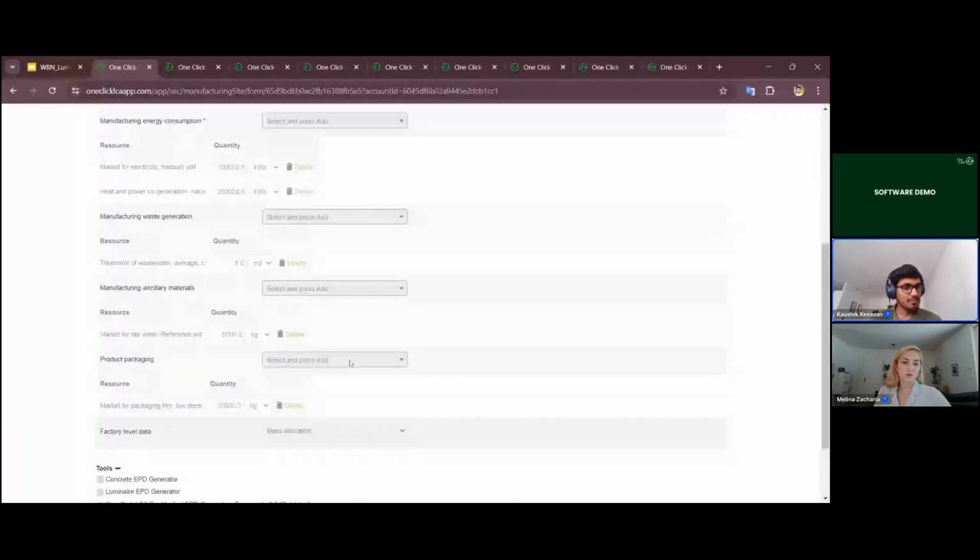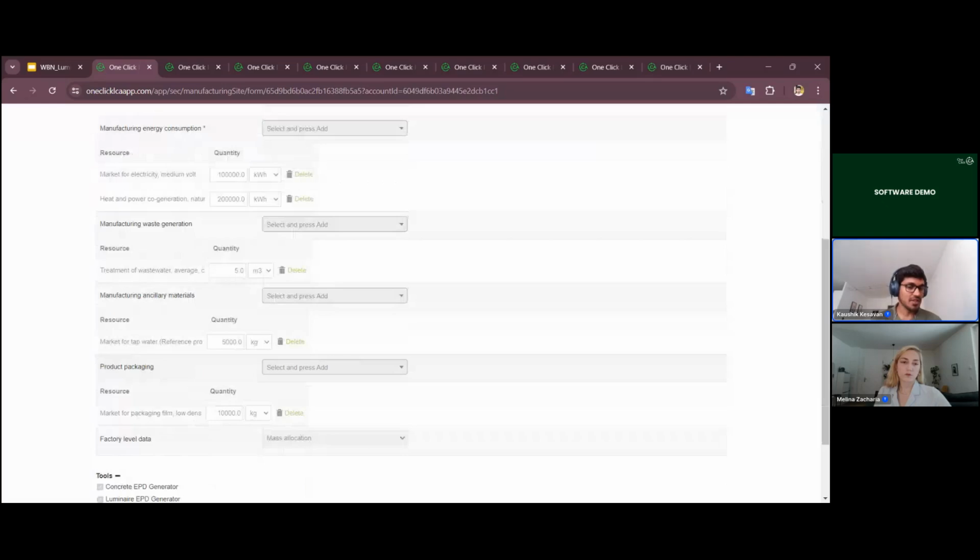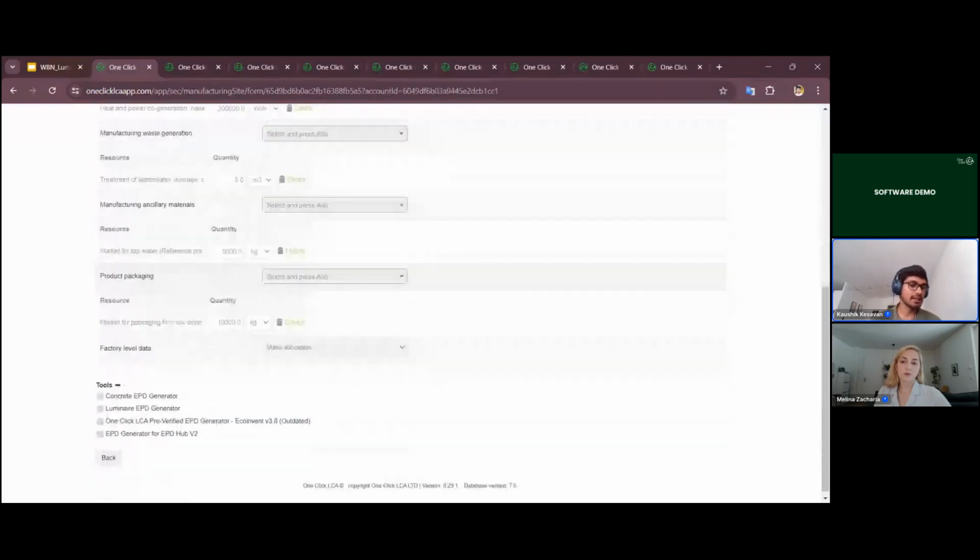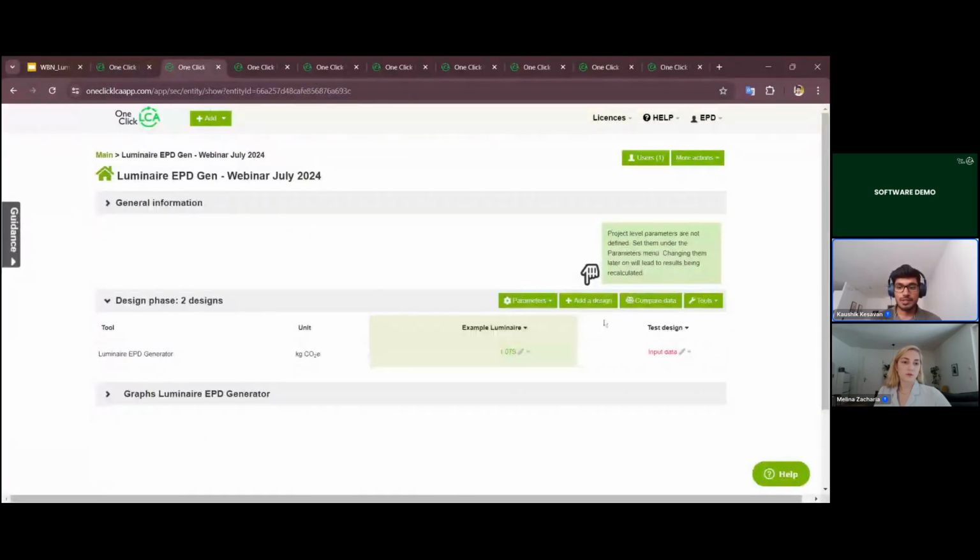Now it's locked here because it's been verified as site data by EPD Hub, so I cannot edit this here. But this dropdown would show you the allocation options. And I've chosen mass allocation as the most representative for a luminaire. So finally, we choose which tools I want this site to be valid for. And once this is created, I'll quickly show how this works.